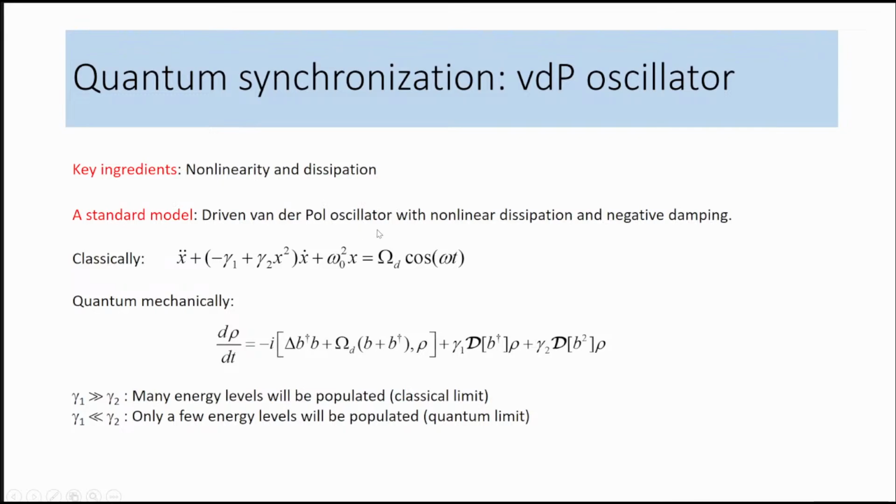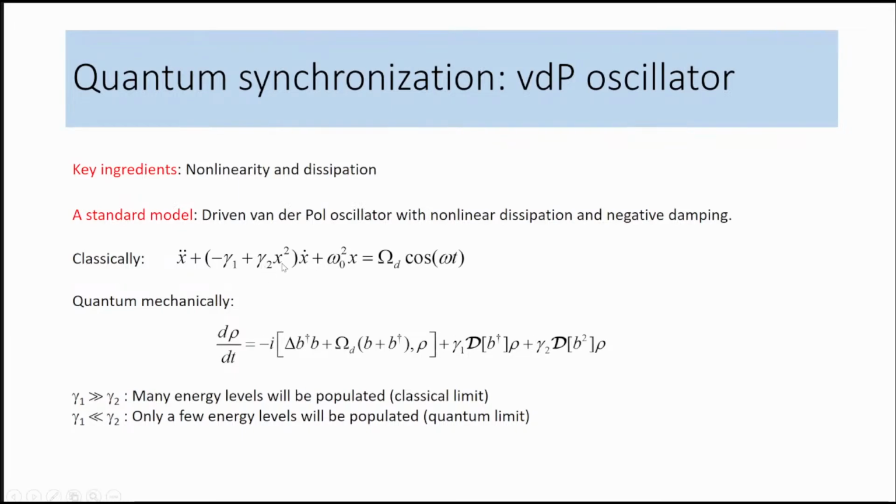the van der Pol oscillator is the most studied one, and it has a nonlinear dissipation and a negative damping. Let's get the equation first, then we can easily understand what is what. Let us understand the minus gamma 1 term. Because of the minus sign, this is not necessarily damping the way we understand it. It is a negative damping. So the minus gamma 1 actually supplies energy to the system.